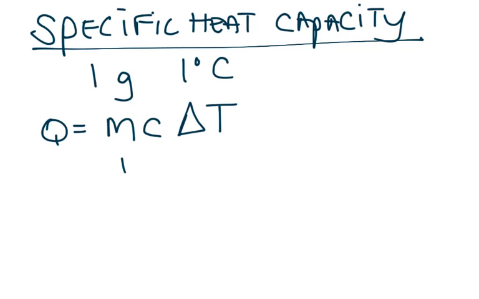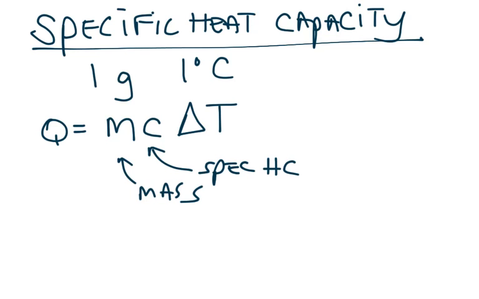Again, Q is the heat, your m is going to be your mass, your C is your specific heat capacity, and that's going to be given to you in almost every circumstance. And then your change in temperature, you take your final temperature minus your initial temperature. So that could be a positive or a negative number.